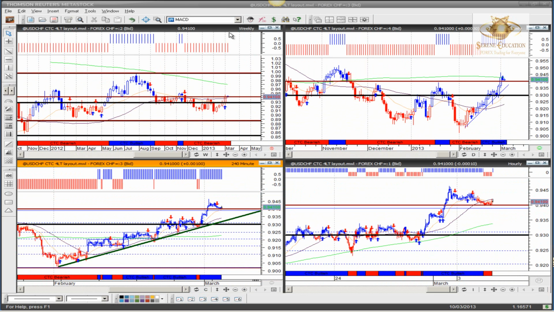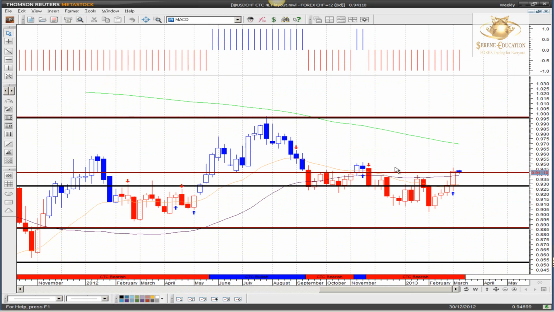On to the US dollar Swiss franc. Let's look at the weekly. Very hesitant, very sideways, very indecisive since October. Moving lower, however, you can see a lot more negative sentiment. But near term, you can see price, the US dollar, really gaining a bit of momentum against its Swiss counterpart, and doing so, breaking consolidation.